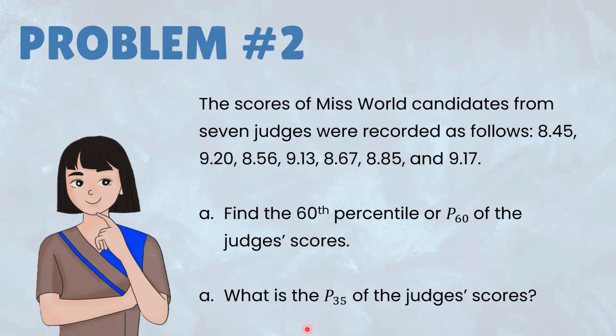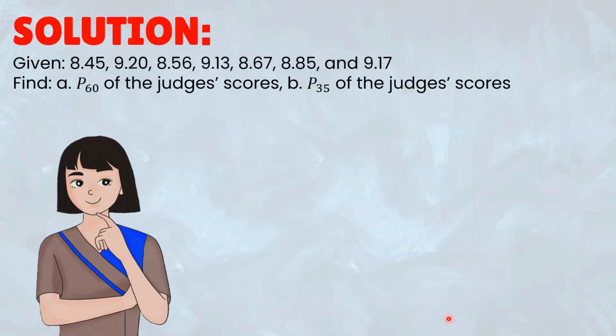The scores of Miss Universe, Miss World candidates from 7 judges were recorded as follows: 8.45, 9.20, 8.56, 9.13, 8.67, 8.85, and 9.17. Find the 60th percentile or percentile 60 of the judges' scores. And what is the 35th percentile of the judges' scores? So in the second problem, we are asked to find for the unknown percentiles, percentile 60 and percentile 35.